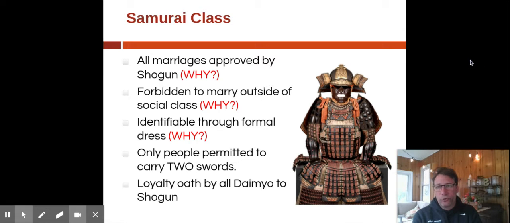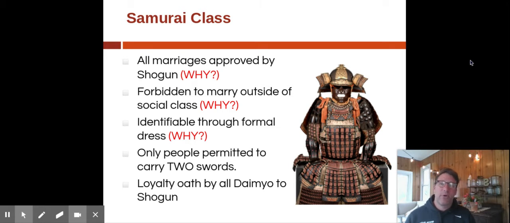So these are some of the rules in the samurai class. And I mentioned some of these in the notes, and I want you to kind of consider where it says why here. I want you to answer some of these questions. I'm not going to give you answers right now, but I do want you to note these. But within the samurai class, all marriages had to be approved by the shogun. And that really has to do with control, right? So the shogun, the supreme political leader or military leader, would have to approve all marriages within the samurai class.